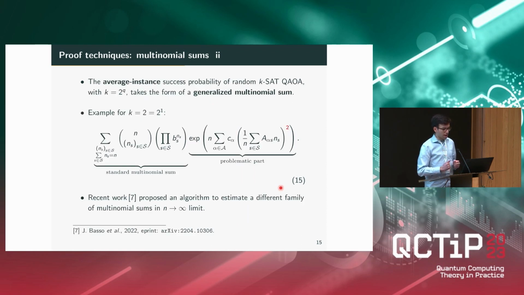All right, should all be familiar until then. But now, what we show is that the success probability averaged over instances of QAOA on K-set can be cast to a sort of generalized multinomial sum. This is expressed in equation 15.